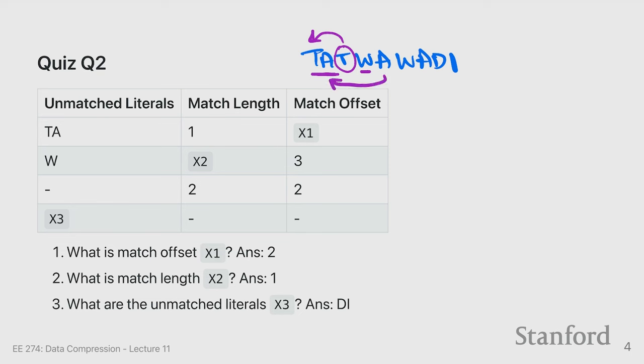A is being matched 3 points behind. And match length is just going to be 1 because it's just A, right? And finally, after A, you see WA being repeated, which you had already encoded. So now you have offset 2, length 2, which was already given to you. So you don't really have any unmatched literal after that step. And finally, you have DI, which is just unmatched. So your last literal is just DI, and there is no length and offset. Okay. So this is now an example of one particular parsing scheme with LZ77 and encoding that.